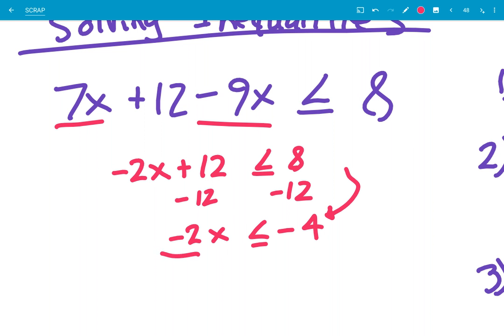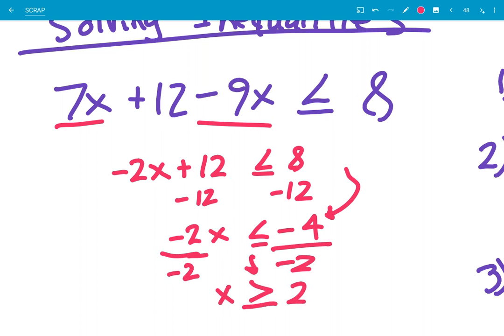But I do have one last step where that will happen. I have to actually divide by negative 2. And since I'm dividing by a negative, I will go ahead and change this to a greater than sign. And this will now be x is greater than or equal to 2.